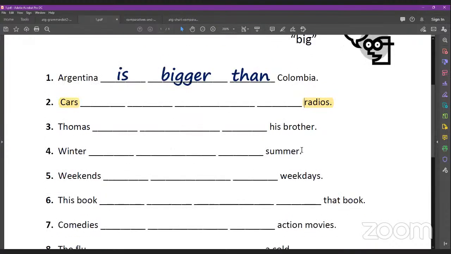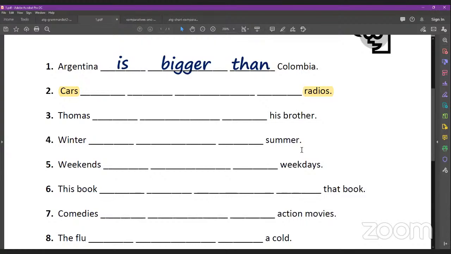In the same way with Thomas, his brother, winter, summer, and so on. Okay, this is an activity for the class only. When I say volunteers, you need to practice, guys. I have no idea if you are there.